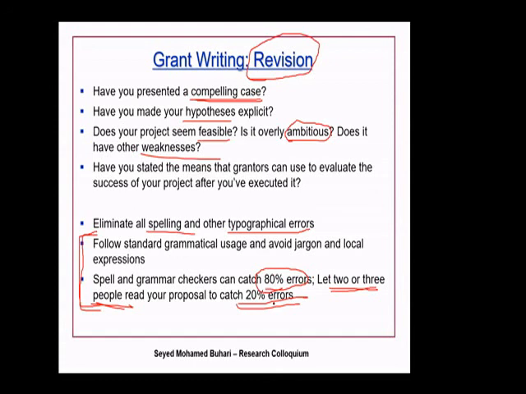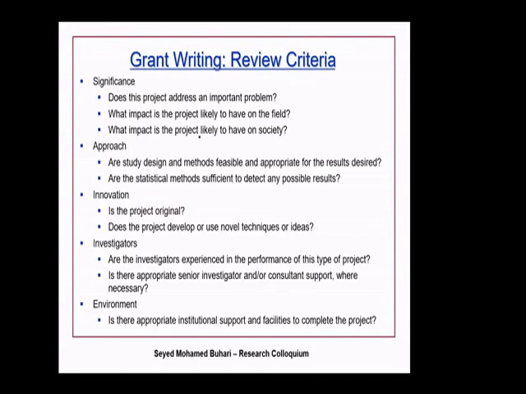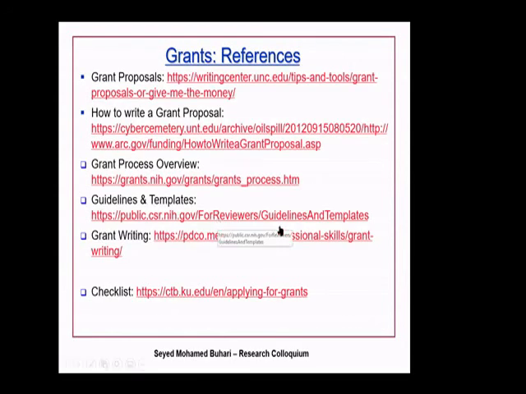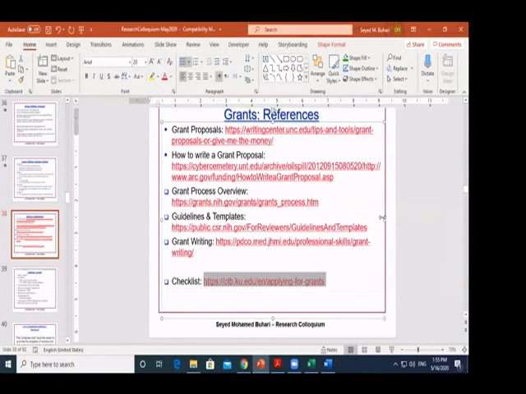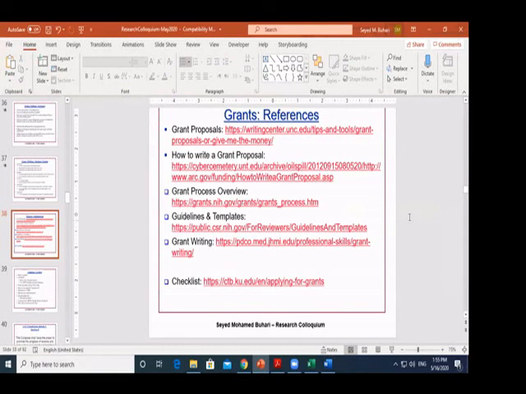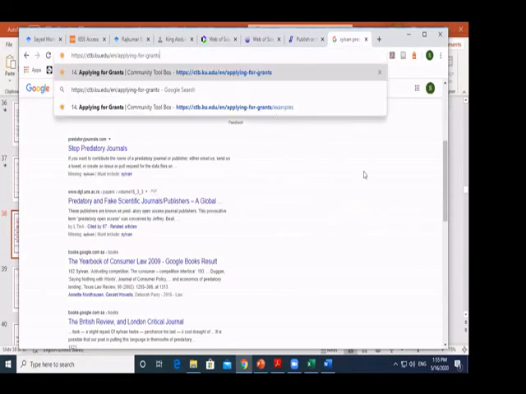So here are some things you review. When you review, look for the significance, whether it is feasible, whether it is original, and whether you have some experience in the area. Make sure you have experienced people in your proposal and you have support from your authority. And here is a checklist. By the way, I have not prepared this material from nowhere. I have prepared it from these sources. Credits go to all these sources. I am preparing things from the sources and not just from my own experience.